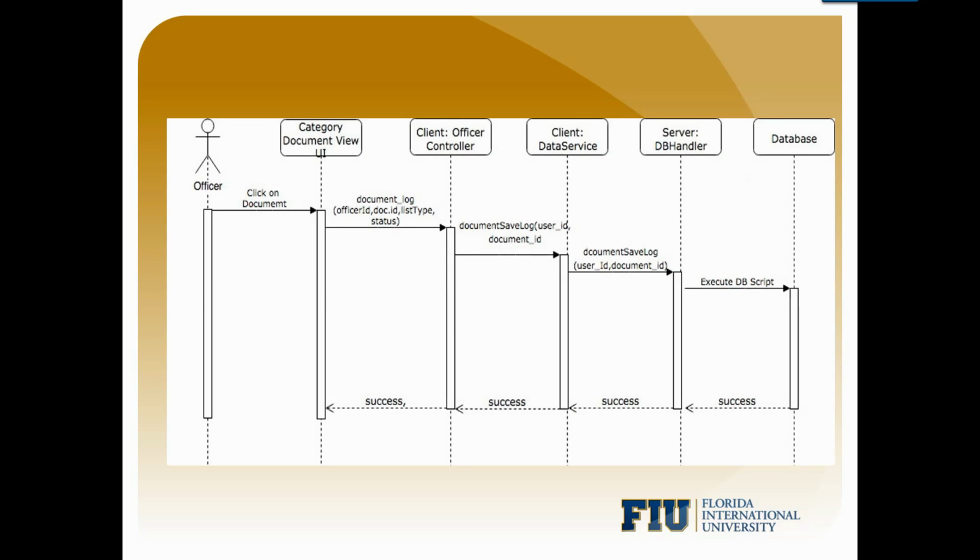This is the sequence diagram where the officer will click on the document, then a request will be sent into the officer controller, further into the data service, then into the DB handler layer, and finally execute the script on the database and returning a success message all the way back.